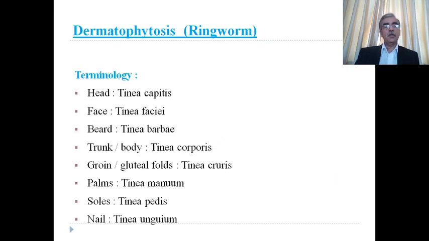Then we will discuss various terminology which are commonly used in dermatophytosis. That is tinea capitis, when head, skin and hair is involved. Then tinea faciei, when face is involved. When beard area is involved, it is known as tinea barbae. Then trunk and body, tinea corporis. Groin and gluteal fold, tinea cruris. When palm is involved, then tinea manuum. And sole, tinea pedis. When nails are involved, then it is tinea unguium. So depending upon the site of infection, there are various terms for this superficial fungal infection, that is dermatophytosis or ringworm.